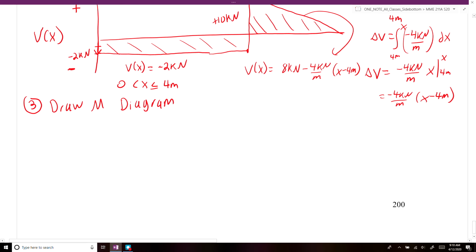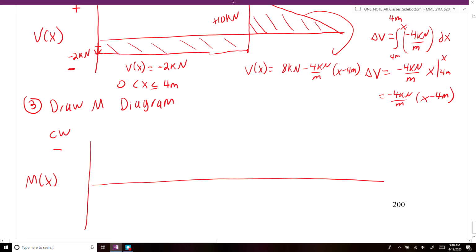Alright, so we have our moment of x. We have our negative moments, or clockwise moments, along the positive axis, and our counterclockwise, positive moments along the negative y-axis. And then we're going to draw our 3 important locations again: 0 meters, 4 meters, and 6 meters.